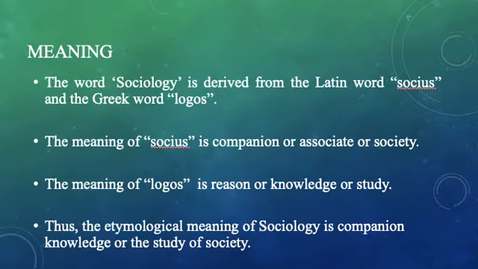So firstly, let's go to the meaning of sociology. The word sociology is derived from the Latin word socius and the Greek word logos. The meaning of socius is companion or associate or society, and the meaning of logos is reason or knowledge or study. Thus, the etymological meaning of sociology is companion knowledge or the study of society. So, we can say simply that sociology is the study of society, or the scientific study of society, or the systematic study of society.